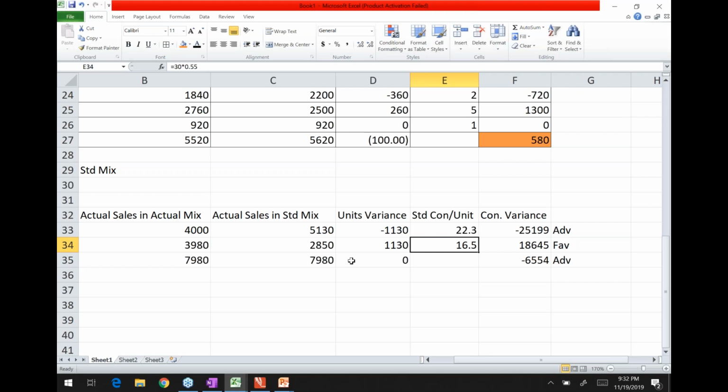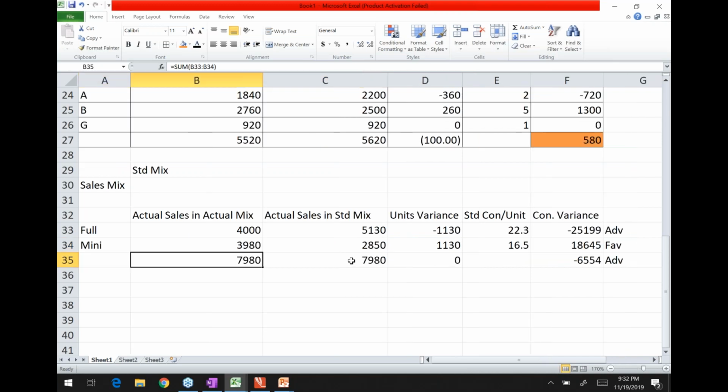Before I give a break and discuss further things after the break, one answer I need to give, and that question was from one of the students. She said, why will the mixed variance answer be 0? Because see the quantity, it's actual sales here. Let me highlight, and this is actual sales as well. So what we are doing is bifurcating the actual sales into standard mix, and that's why the total figure is the same. So the net answer should be 0 always. Okay.